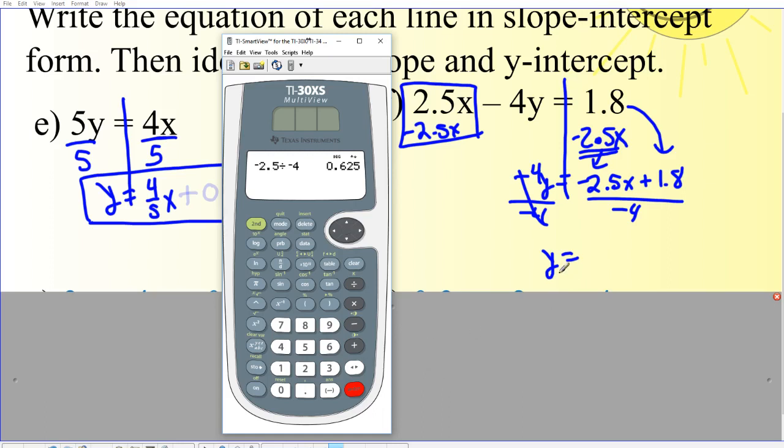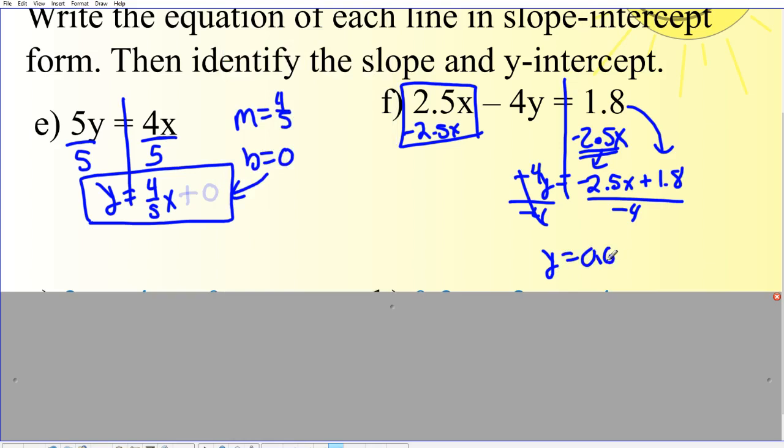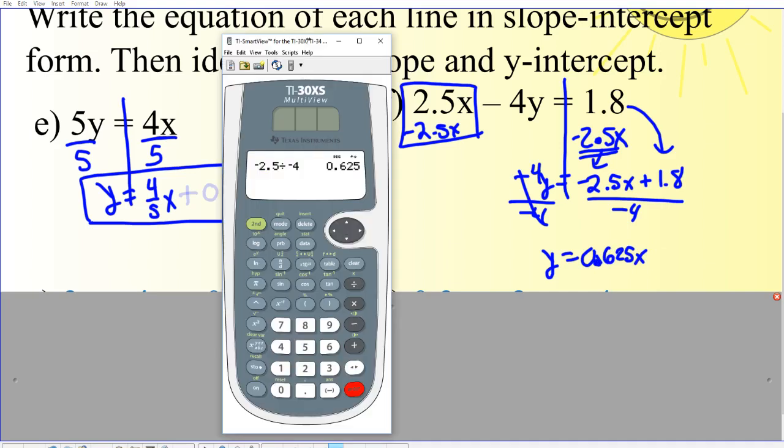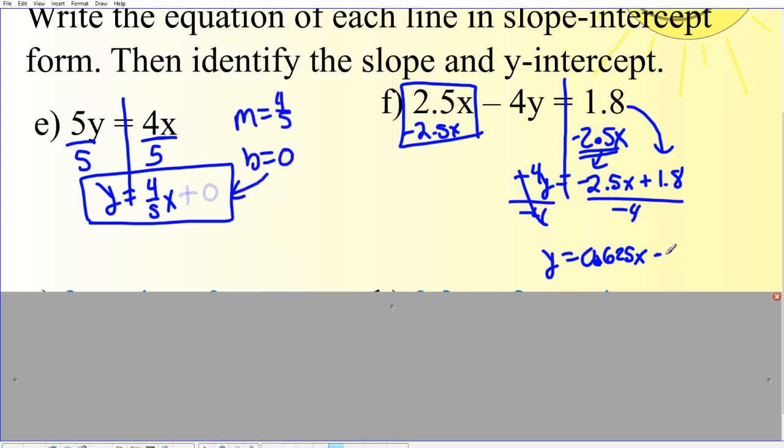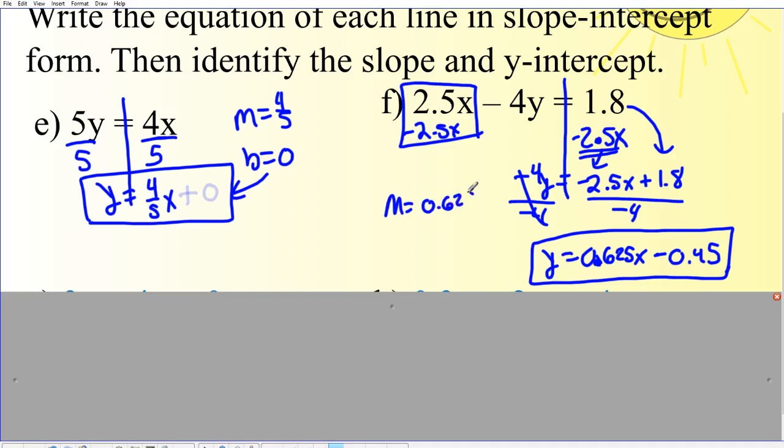Even though I would not want to graph this 0.625x, I would not want to graph that slope. That's pretty ugly. But it's okay to have an equation. 1.8 divided by negative 4 equals, okay, negative 0.45. Yeah, it's an ugly equation. It's okay. My slope is 0.625. My y-intercept is negative 0.45. Ugly does not mean wrong.